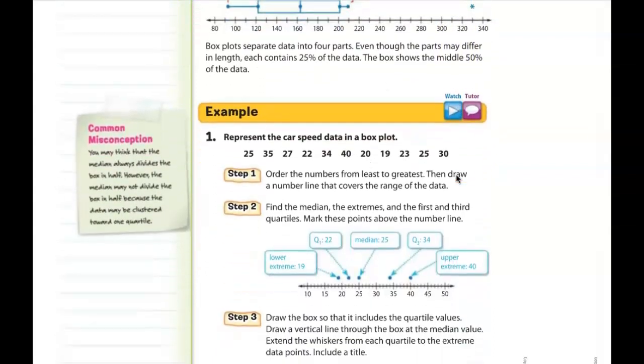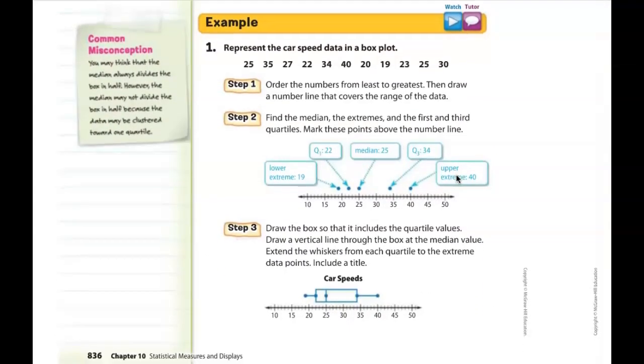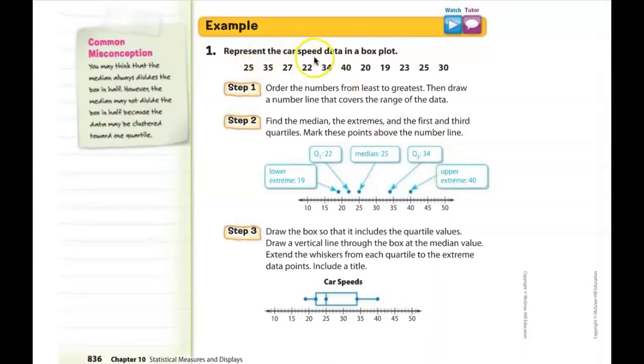All right, so please read through the examples they do for you. This particular one's talking about car speed data. The very first thing you'll need to do is put this in order from least to greatest, and then you draw on the number line, marking the lower extreme, the first quartile, the median, the third quartile and the upper extreme. And you'll notice that the left side of the rectangle is quartile 1, the right side is quartile 3.